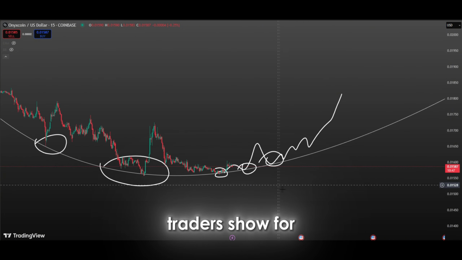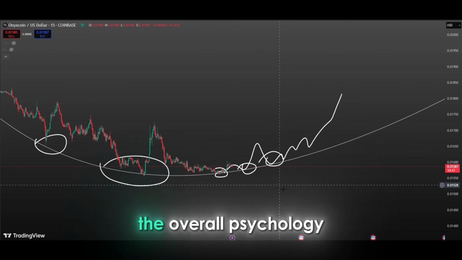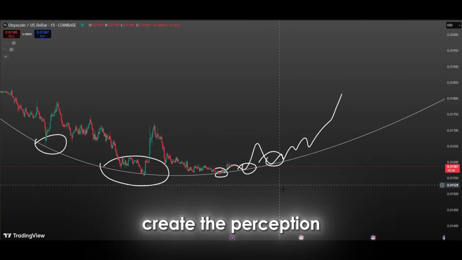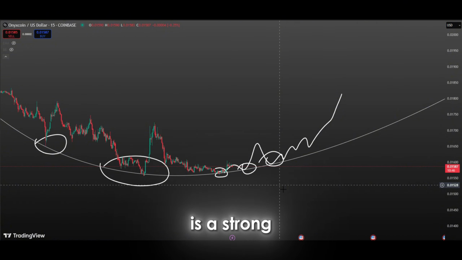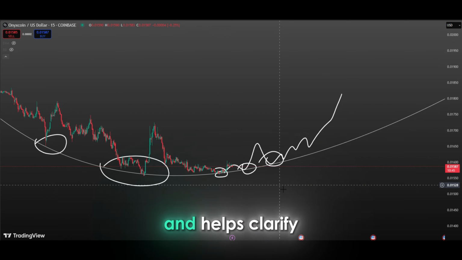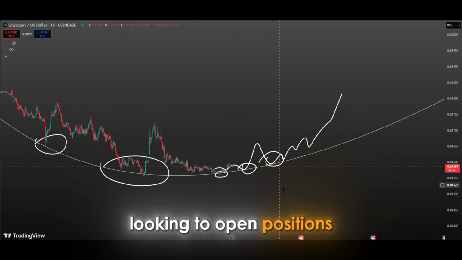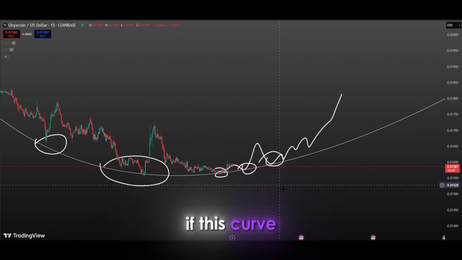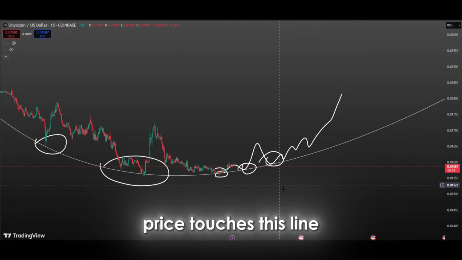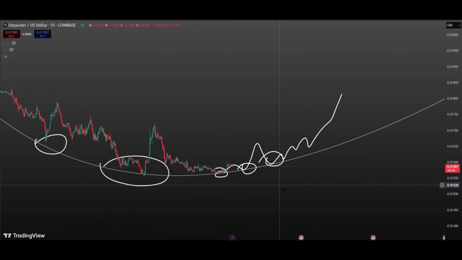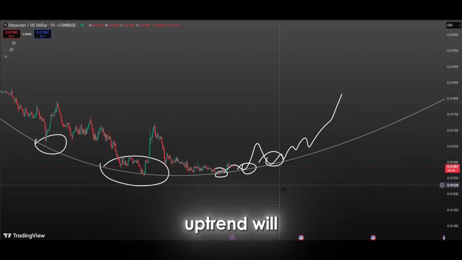The more respect traders show for this curve, the more positive the overall psychology of the market becomes. This is because bullish breakouts on every contact create the perception among investors that this curve is a strong support point. This, in turn, boosts technical confidence and helps clarify favorable entry zones for traders looking to open positions. Swing traders and medium-term traders, in particular, plan their positions by closely following such curves. If this curve doesn't break, meaning that the price touches this line and heads back up, it indicates that the buying pressure in the market remains strong. This strengthens the expectation that the uptrend will continue.